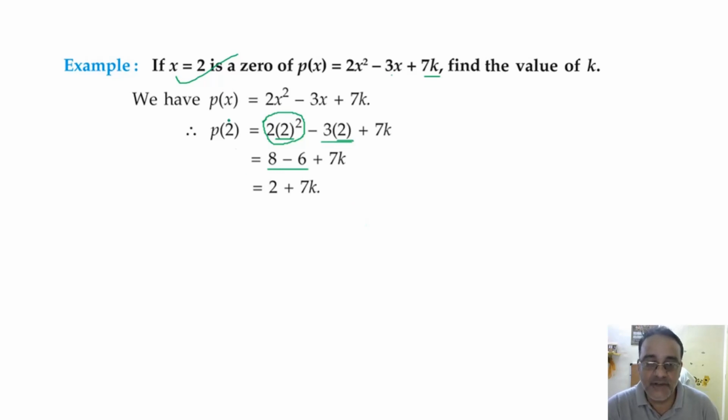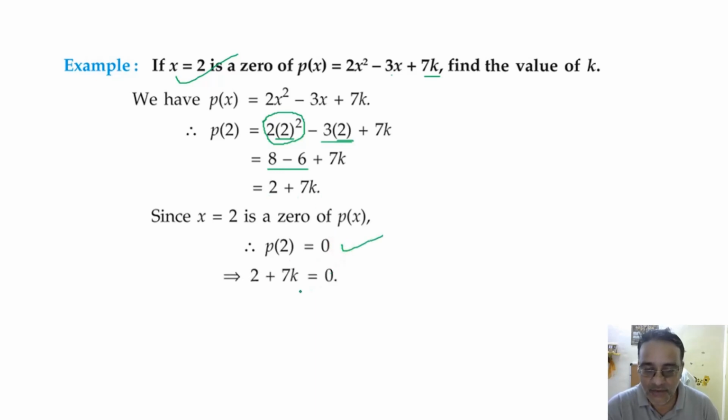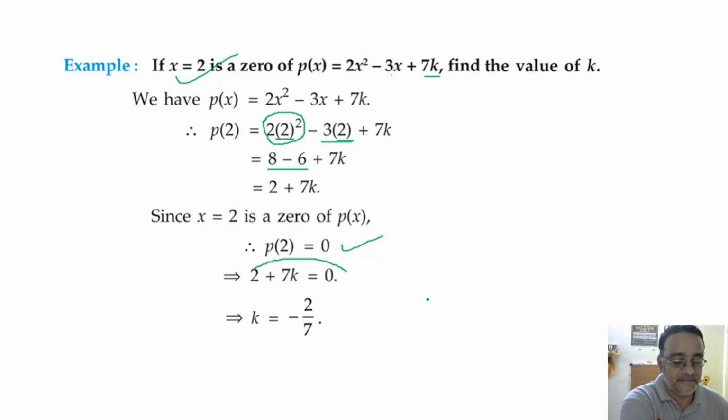Now since 2 is a zero of p of x, therefore p of 2 is equal to 0. Now we'll equate 2 plus 7k is equal to 0. Shift 2 to this side, it will become minus 2, and the final answer is k is equal to minus 2 by 7. Okay. Any doubt in this question?